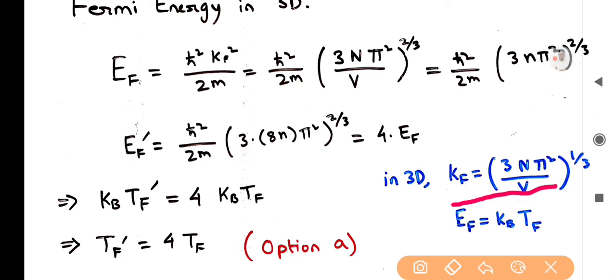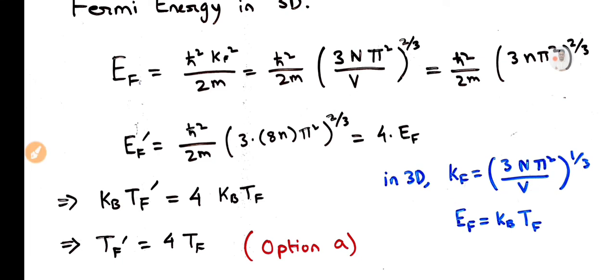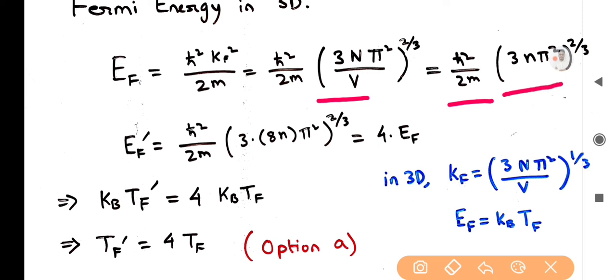Here n by V is the number density, so you can also write it as 3n pi square. So EF equals h cross square kf square divided by twice m, that is h cross square by twice m into 3n by V pi square whole to the power 2 by 3. You can write this as h cross square by twice m, 3n pi square whole to the power 2 by 3.